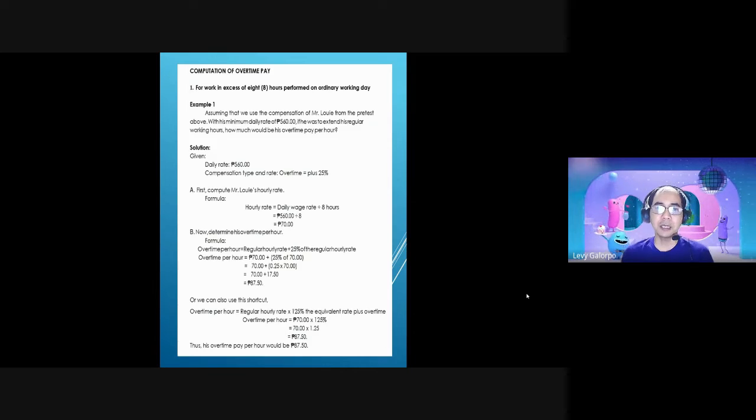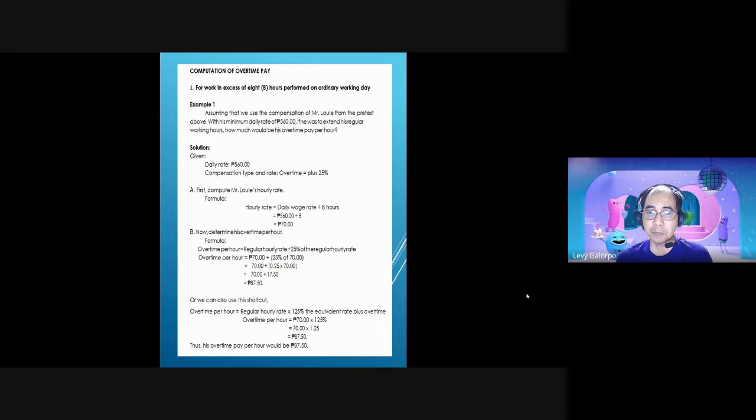So, ang daily rate niya dito, 560. Ang compensation type and rate overtime is equals to plus 25%. Ibig sabihin, no? Sa bawat oras na itatrabaho niya, may dagdag siyang 25% doon sa kanyang hourly rate. So, paano kukuhanin yung hourly rate? 560 divided by 8 hours. That's simple. Therefore, yung hourly rate niya is 70 pesos.